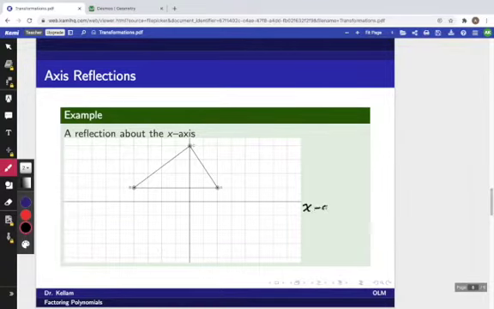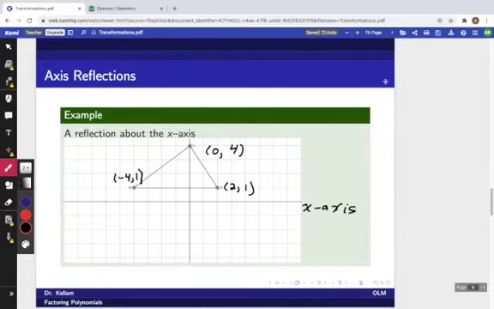To do that, we need to figure out what these points are first. This point A is the point 2, 1. Point C is the point 0, 4. And B is the point negative 4, 1.